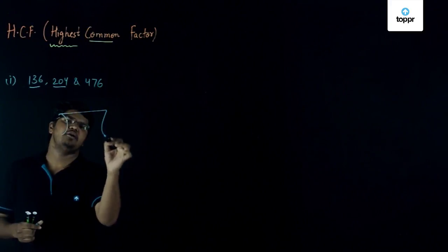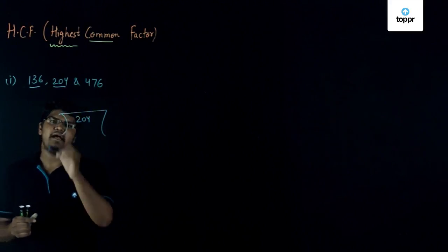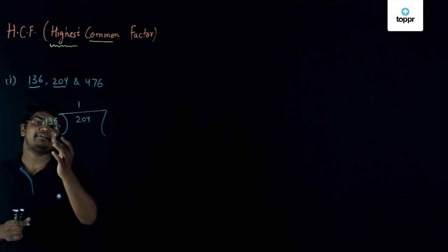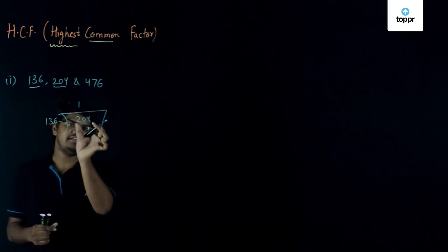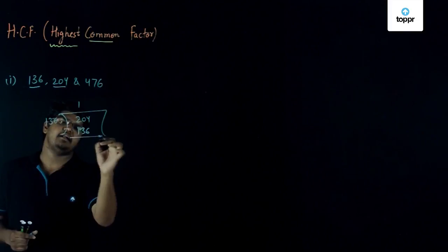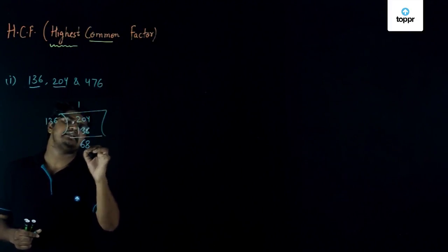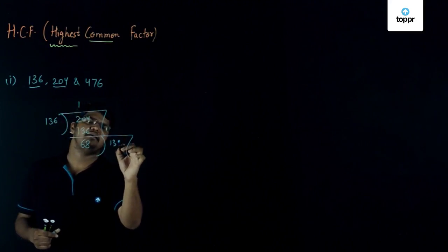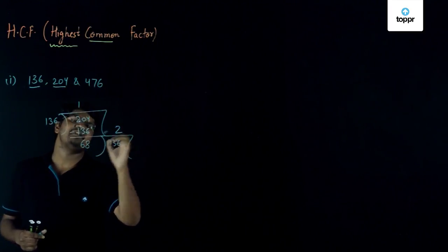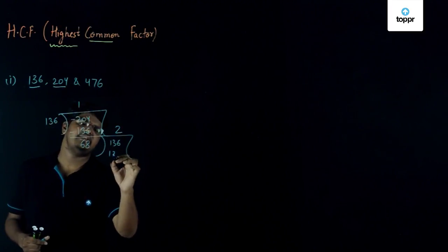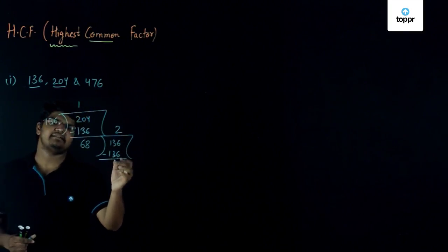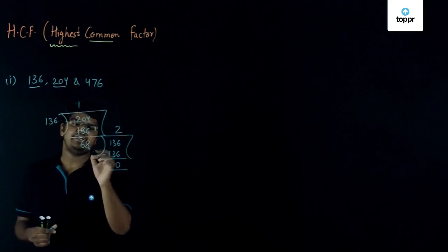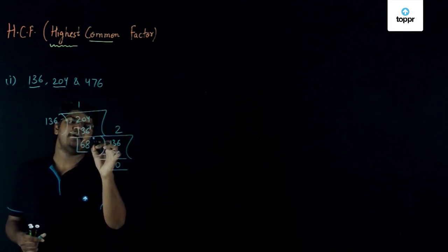So by long division method, 204 will become my dividend and 136 will become my divisor. The quotient will come out to be 1, because 136 into 2 is going to give me a much larger number than this 204. So this 136 will come here, and upon subtraction it is going to give me 68 as the result. Now this 68 will become my new divisor and this 136 my new dividend, and upon division the quotient will come out to be 2, and 68 into 2 will give me 136. So 136 minus 136 is going to give me 0 as the remainder.